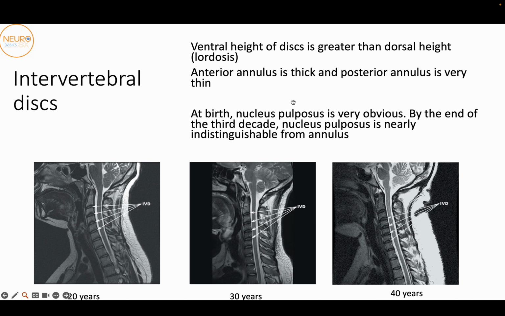As we age, the nucleus pulposus becomes less and less obvious. By 30 years of age, actually with the cervical spine, the nucleus pulposus and annulus fibrosus cannot be differentiated anymore.